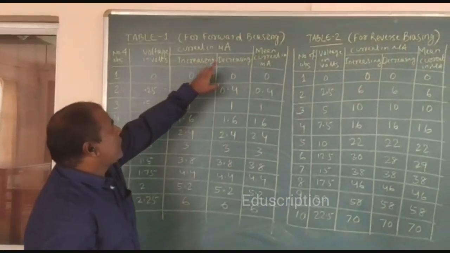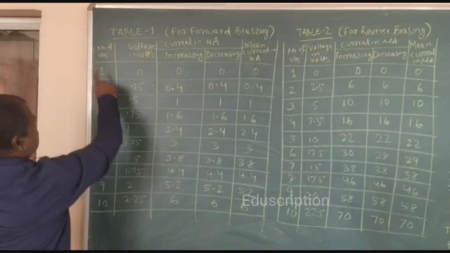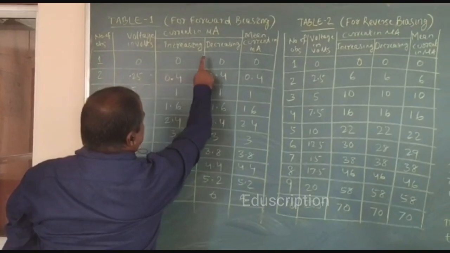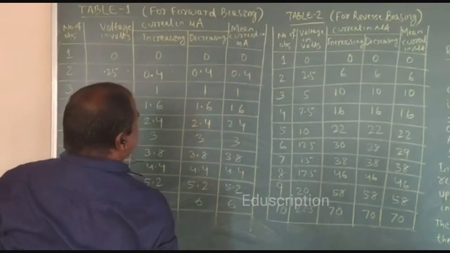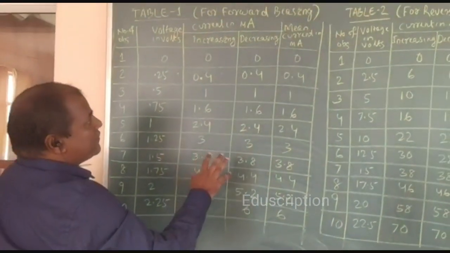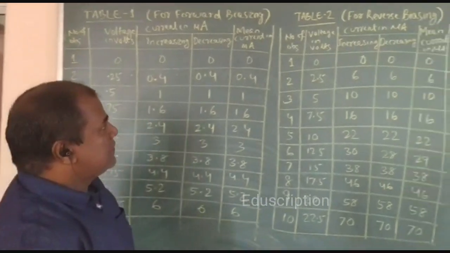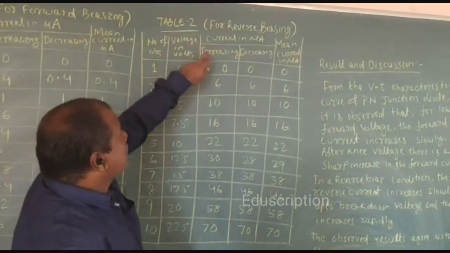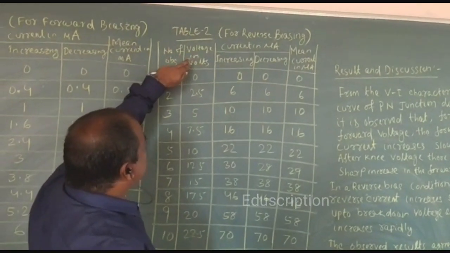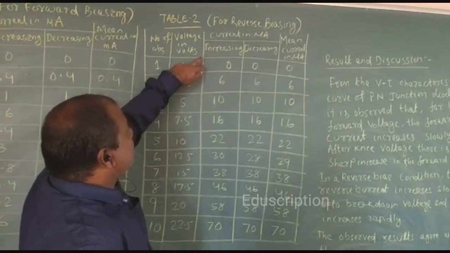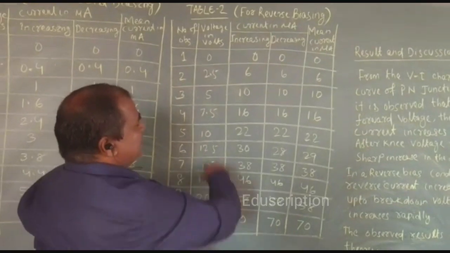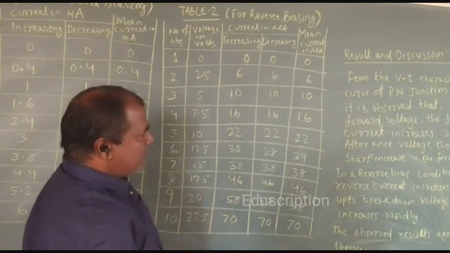Table 1 is for forward biasing. It has the number of observations, voltage in volts, current in milliamperes for increasing and decreasing, then mean current in milliamperes. These are the data we have taken from the experiment. Table 2 is for reverse biasing. Similarly, number of observations, voltage in volts, current in microamperes for increasing and decreasing, and mean current in microamperes. And these are the data we have taken from the experiment.